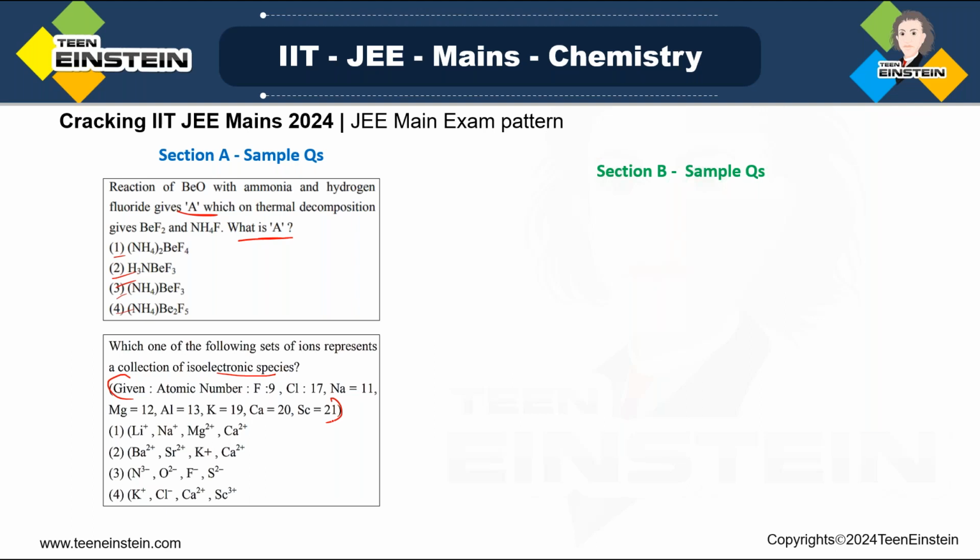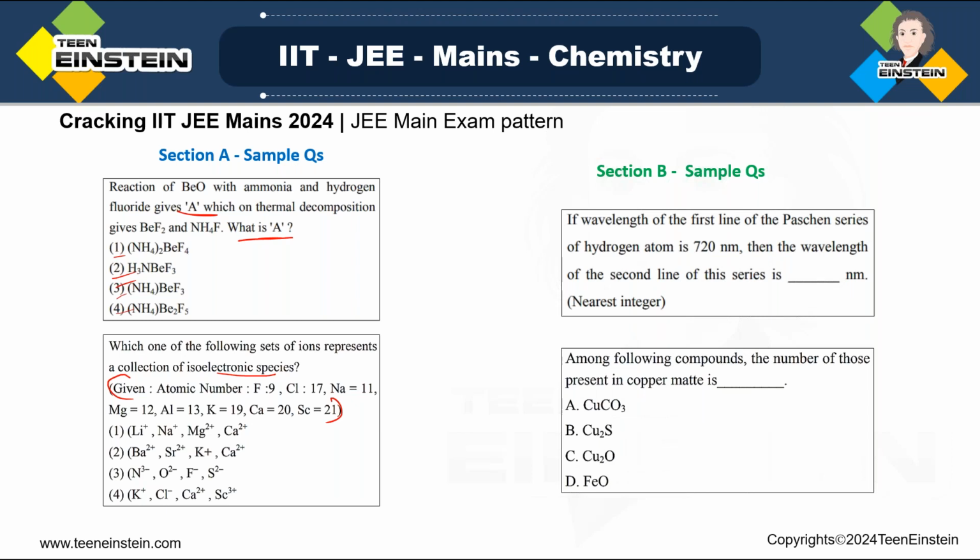And what about the numerical value type? It is in section B. So here you can see, look at the first question. It is asking the wavelength in nanometer. So you have to put this figure in the fill in the blanks, fill in the gaps, nearest integer basically. So here there is nothing that you have to choose. You just have to put the value, right?